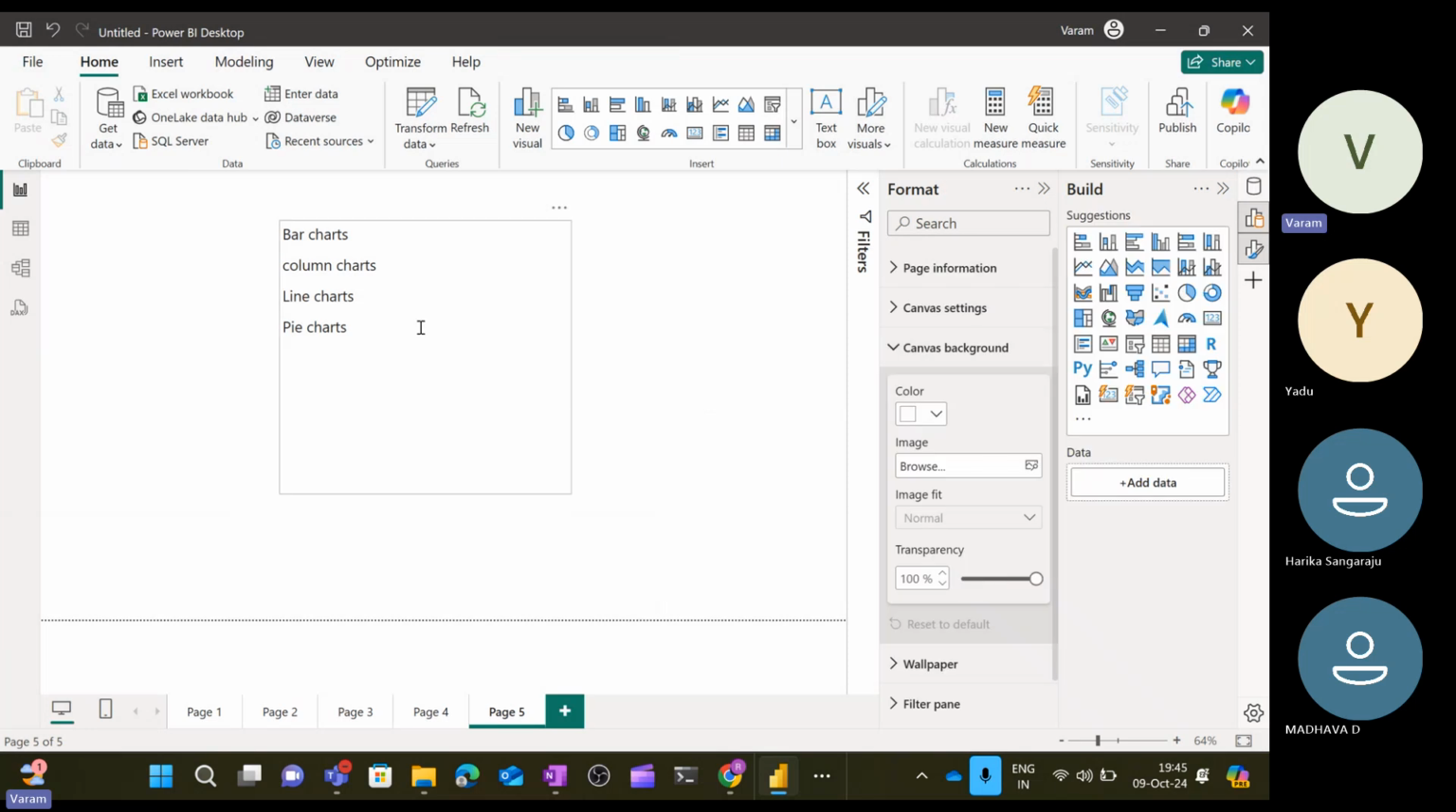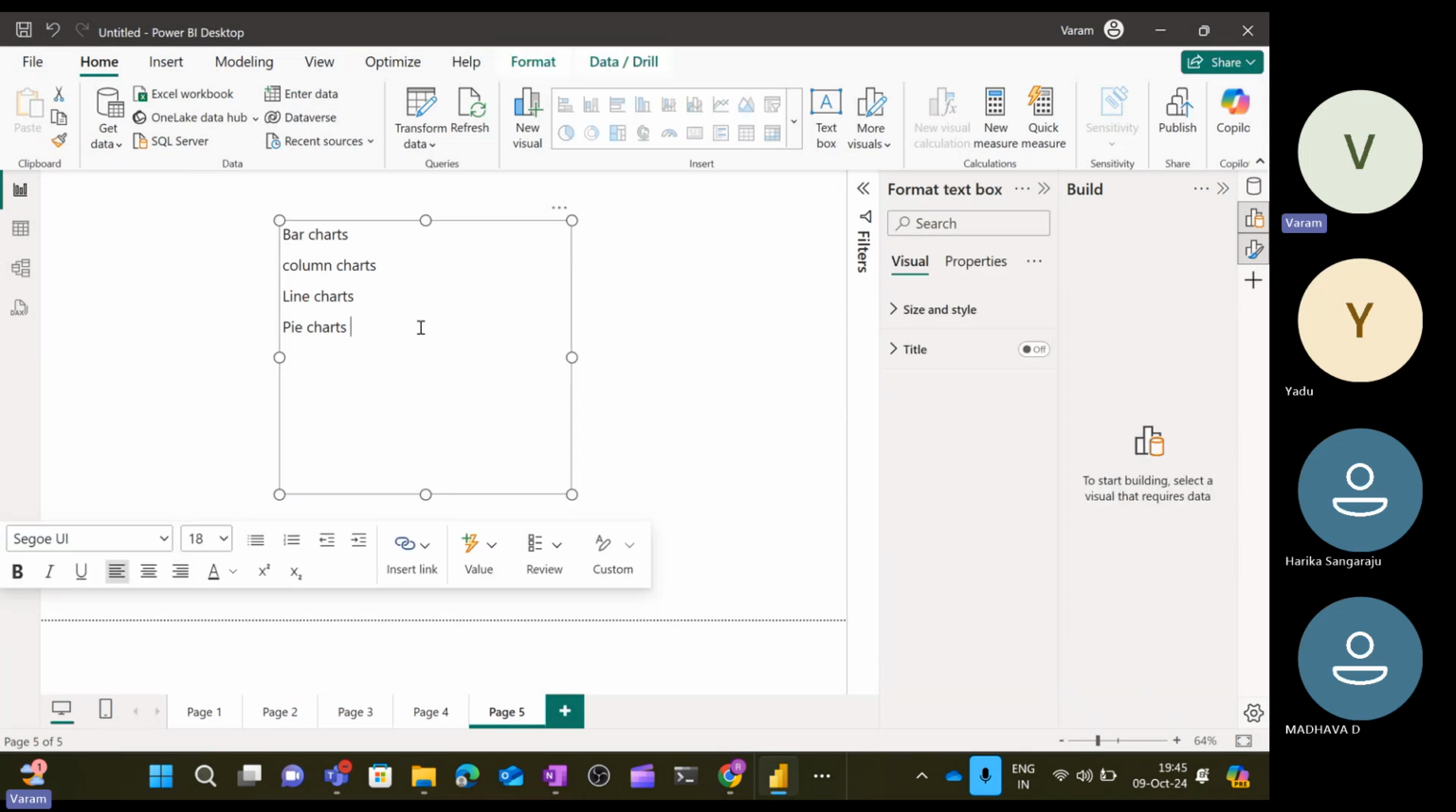So these are the bar charts, column charts, line charts, pie charts, donut charts, tree map, table and matrix. Next, it comes to the map visuals, cards and KPIs. Map visuals, cards and KPI visuals.